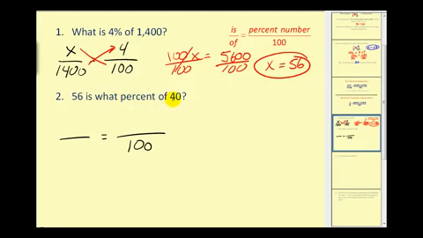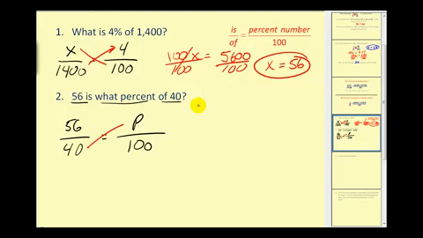56 is what percent of 40? Notice we have 56 is. That tells us that 56 is the part, or ends up in the numerator. Next we see what percent. So we don't know the percent. So the unknown will be the number over 100. So we'll have p over 100. And lastly it says of 40. 40 is the whole, so it ends up in the denominator.